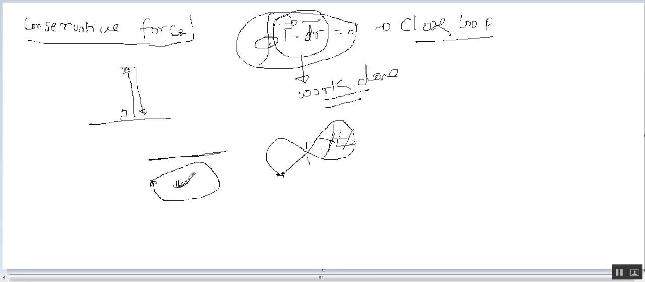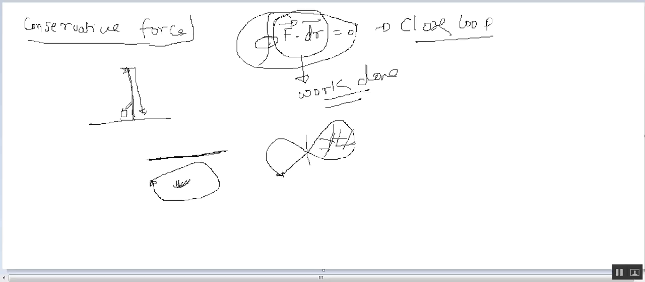Okay, and we will consider such type of things. The most simple is this: I go here and just return back. This is also a closed loop. This is the case of mg. Let's see what will happen.